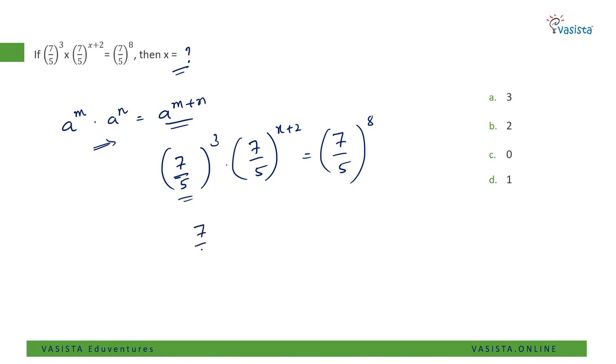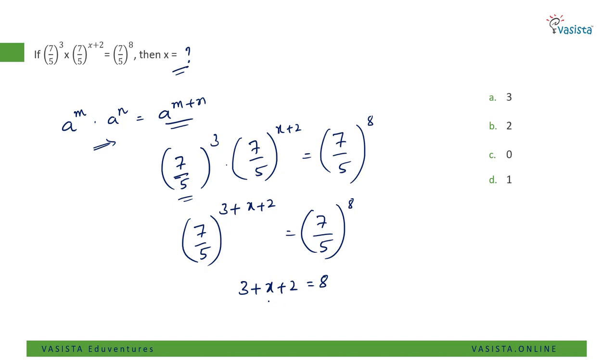So just check out here, (7/5) to the power of 3 plus x plus 2, I can write as (7/5)^8. When the base is the same, you can equate the powers, that is 3 plus x plus 2 is equal to 8. So 3 plus 2 is 5, 5 plus x is equal to 8, x is equal to 8 minus 5 after transferring this side, which is going to be x is equal to 3. Right, option A is the right one.